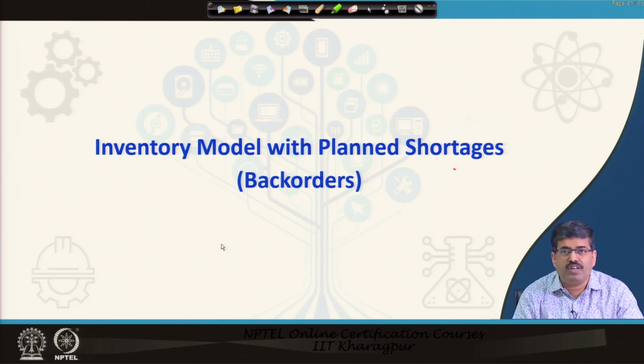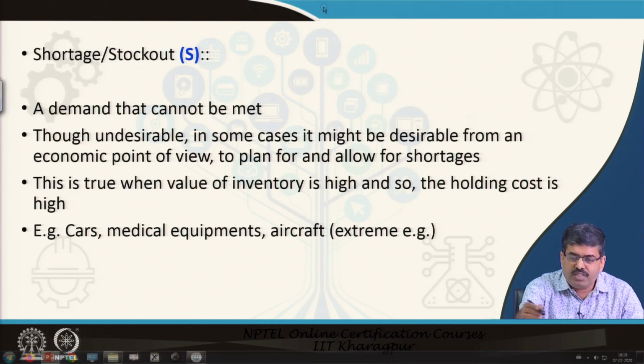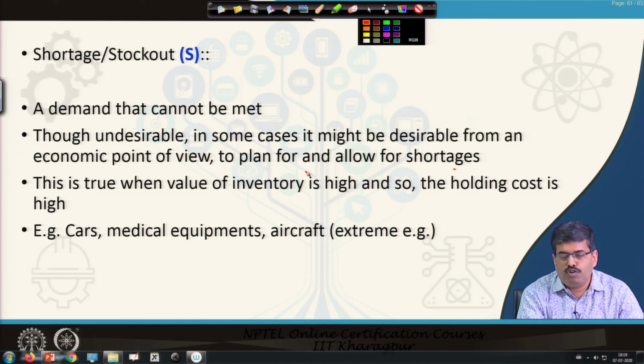Now, we will take a very interesting EOQ model, the back order model. What is a back order model? For certain products there will be stock out, there is shortage, a demand that cannot be met. Though undesirable, in some cases it might be desirable from an economic point of view to plan for and allow shortages. This is true when the value of inventory is high. Cars, medical equipment, aircraft are extreme examples.